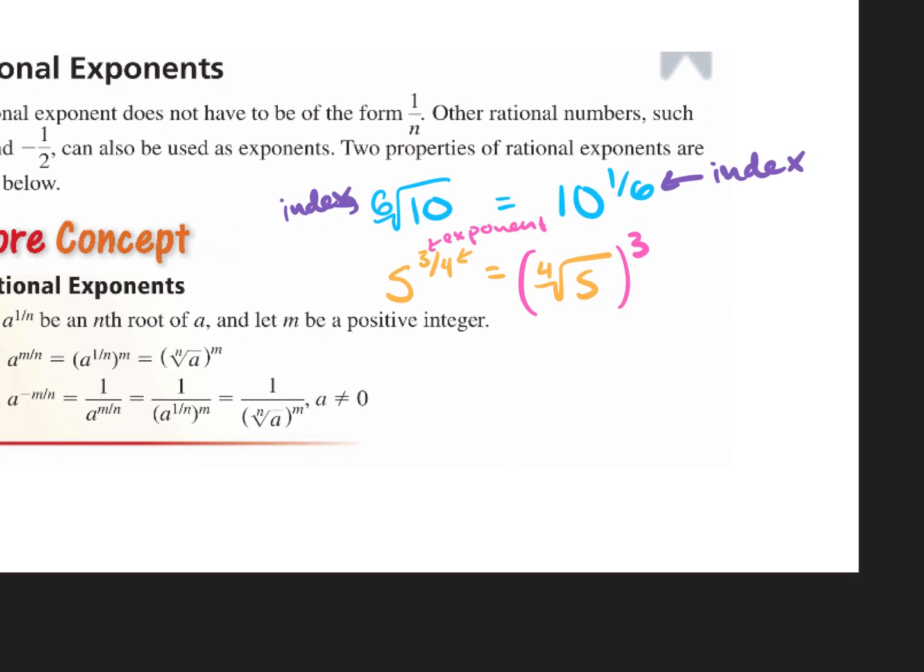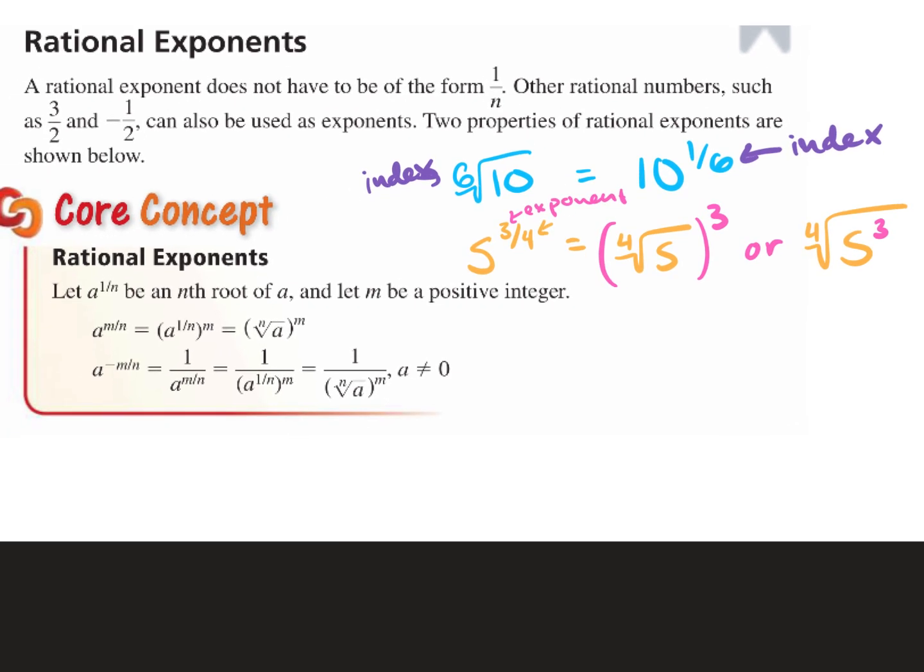So it could actually be written like this, or we could write it as the fourth root of 5 to the 3rd power. So the exponent can go on the inside or the outside.